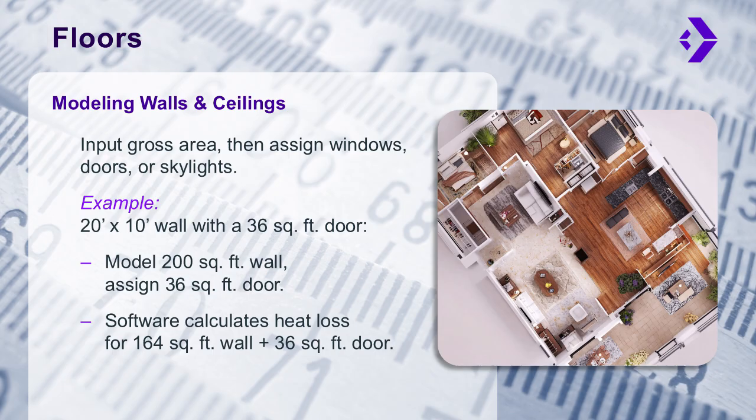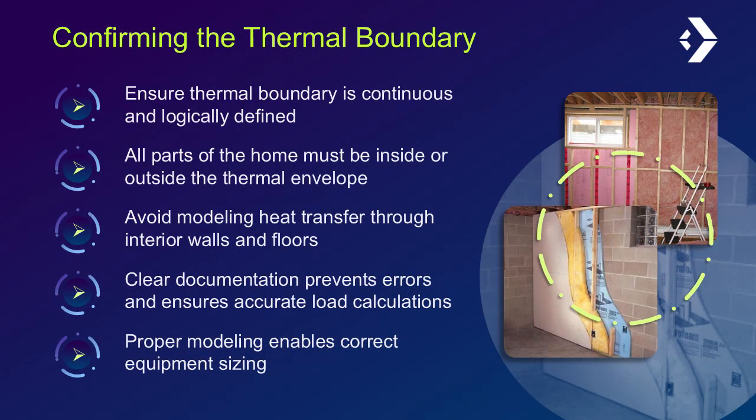Once all the surfaces are documented, confirm that the thermal boundary is continuous and logically defined. Every part of the home must be either inside the thermal envelope or outside of it. Be careful not to model heat transfer through surfaces that are entirely within the thermal envelope, such as interior walls and floors. Make sure you've accounted for odd areas, like dormer sheds, the garage-to-home surfaces, and areas around uninsulated porches or decks, to name a few. Get all the assembly types, insulation, R values, and surface areas written down. Clear documentation prevents modeling errors and helps produce accurate load calculations and enables correct equipment sizing.